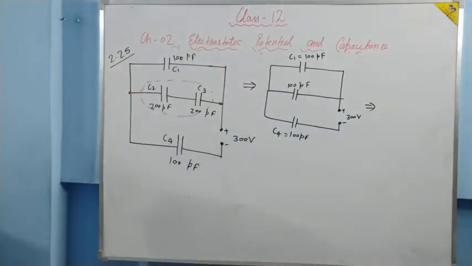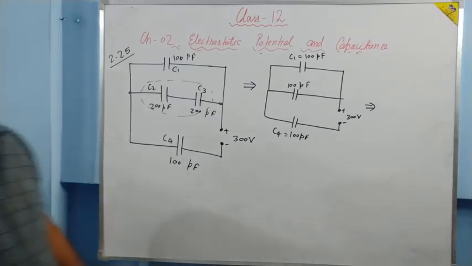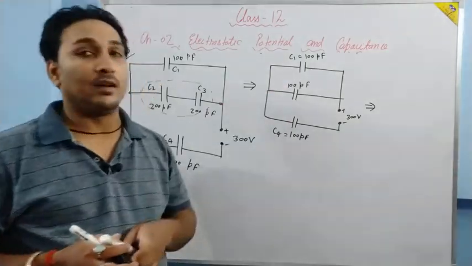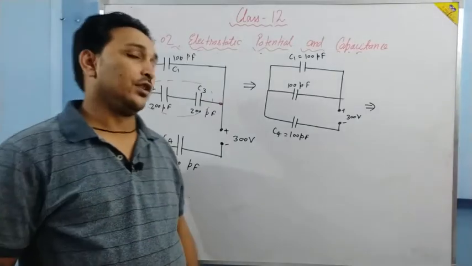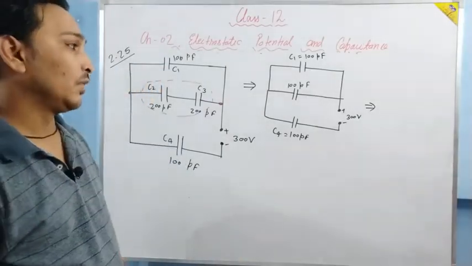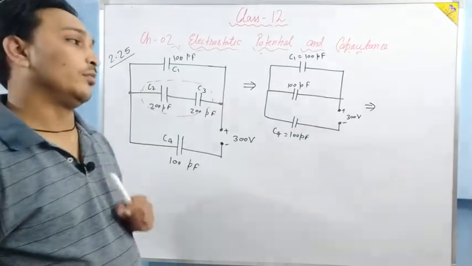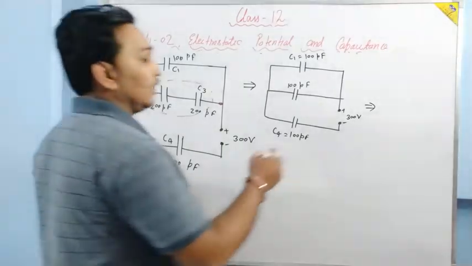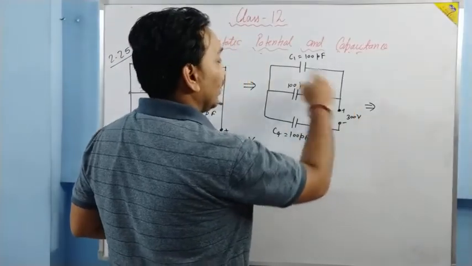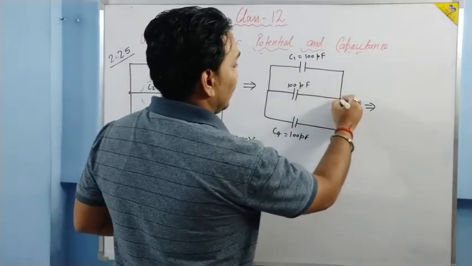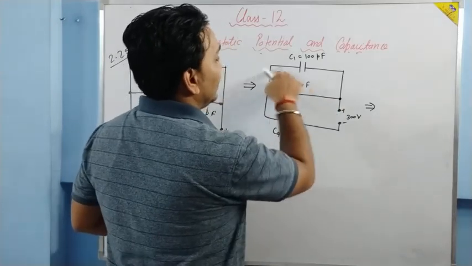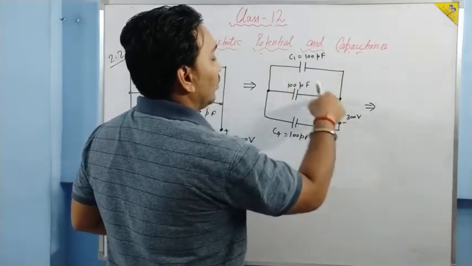As you can see in the circuit, students might think all three capacitors are in parallel, add them and get 309 picofarad, which is wrong. These are not in parallel combination. Why am I saying so? Because when the charge starts flowing from this side and the capacitors are being charged, this is a junction and this is a junction, so this capacitor and this capacitor are in parallel.